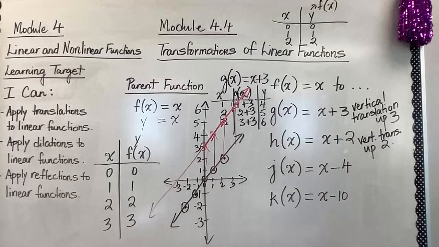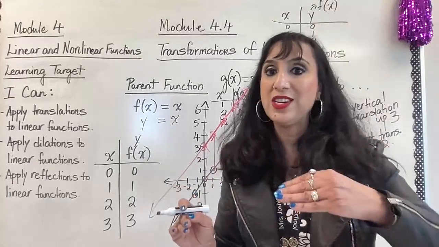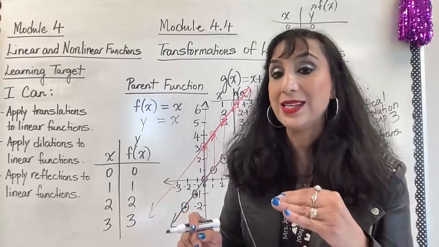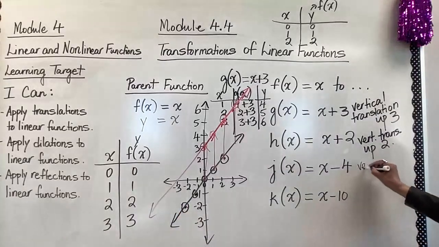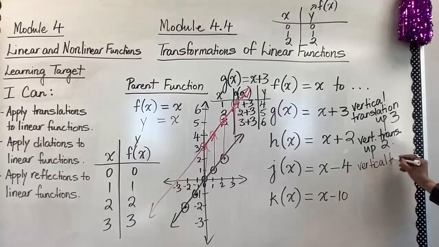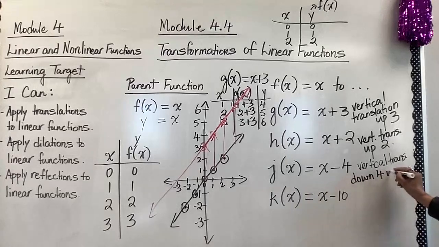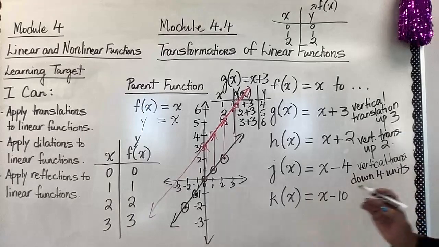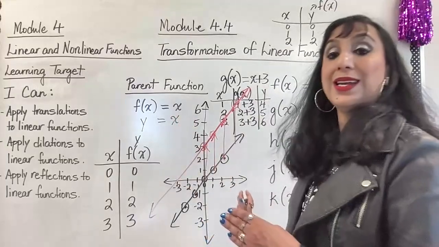Okay, let's look at the next one. If it's saying minus 4, what is going to happen to this graph now? So if I do x minus 4, where is this going? Is it going up or down? Because it's minus, this graph is going to be going down. Okay, so this is also a vertical translation, and this is going to be down 4 units. So the entire graph is moving down 4 units. Just like this was moving up, that is moving 4 units down.